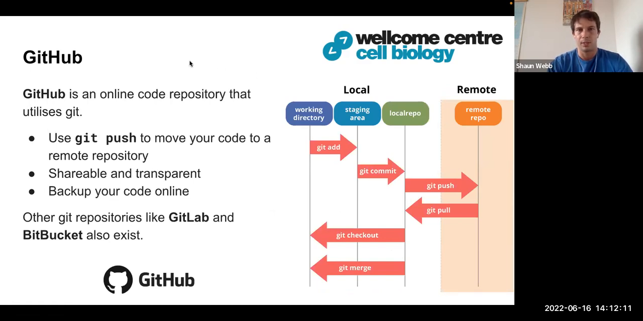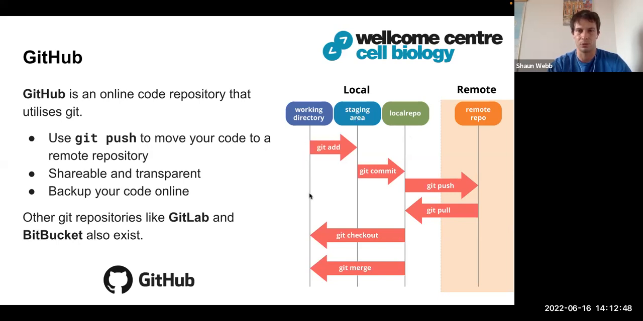And so Git also works with online repositories. You've probably heard of GitHub before. There are also other repositories like GitLab or Bitbucket. These are online code repositories where we can push our code. That means that we can store our code somewhere other than where we create it on our computer. It means that we can make it shareable and also transparent if we want to publish our code to the internet. And of course, it just provides a separate backup as well.